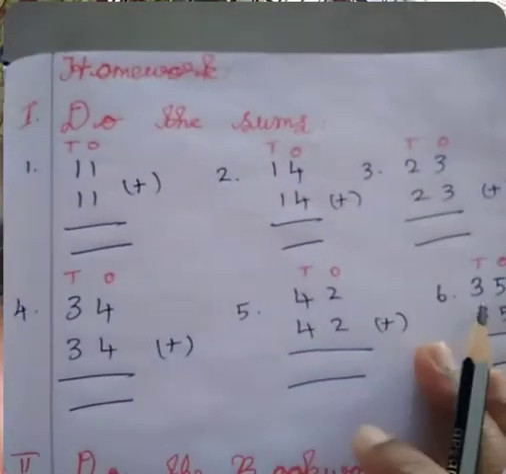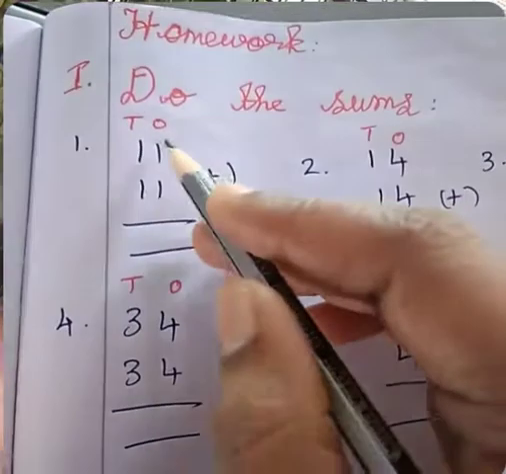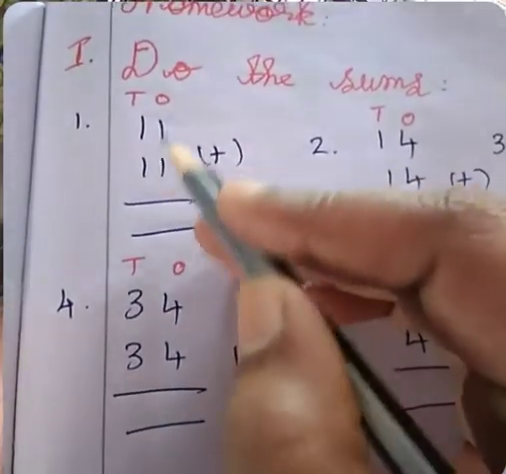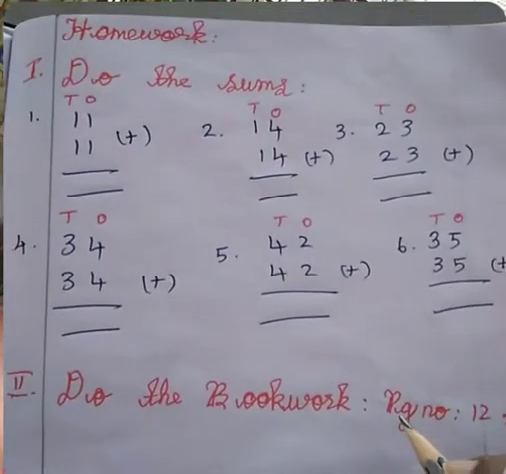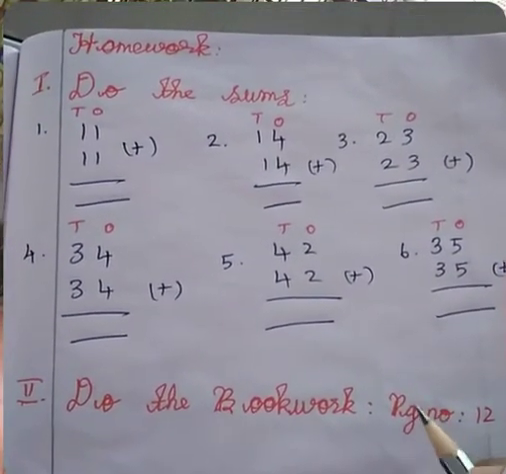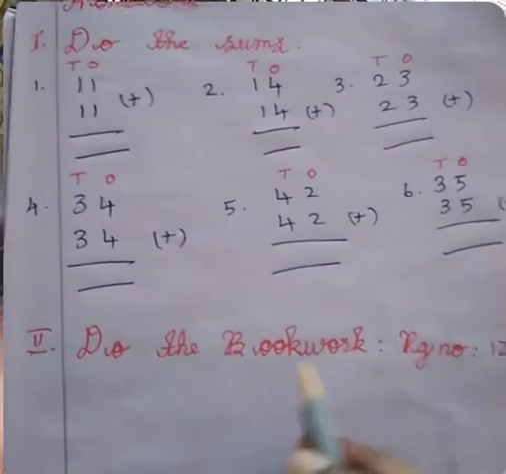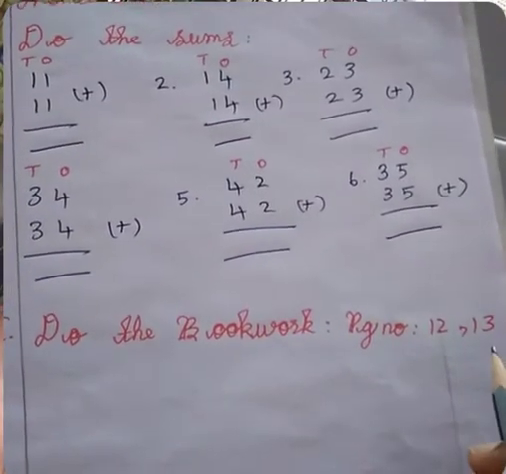I will give you 6 sums in repeated addition method. Here see, I will give the same number. Repeated addition means same number. You are going to add the same number. So I will give the same numbers. You are going to add this and write the answer. See the second homework. Do the book work page number 12 and 13.